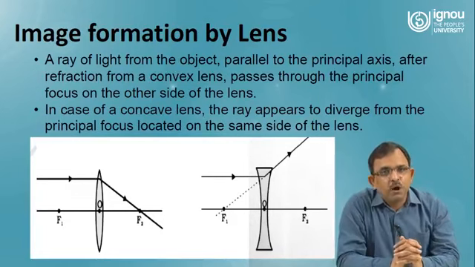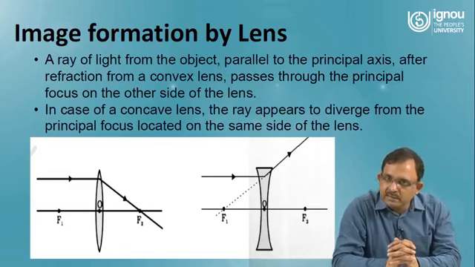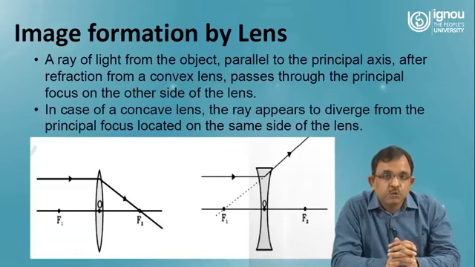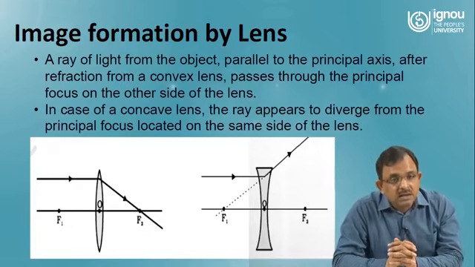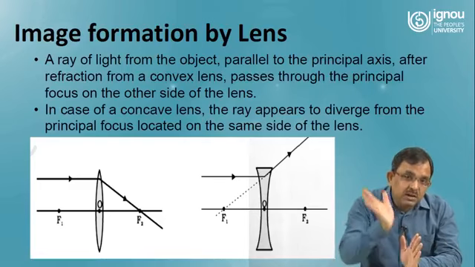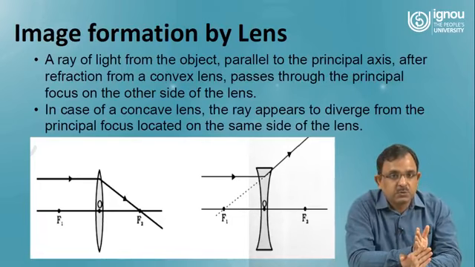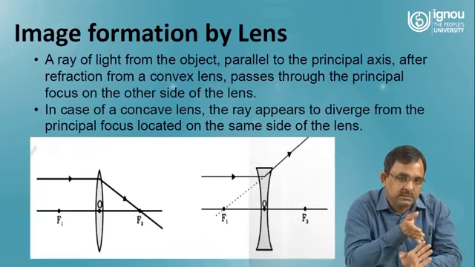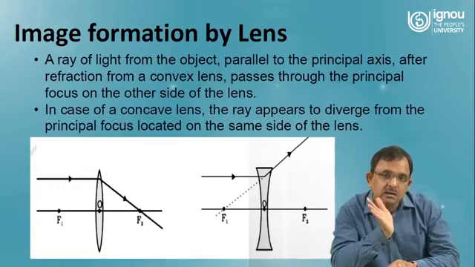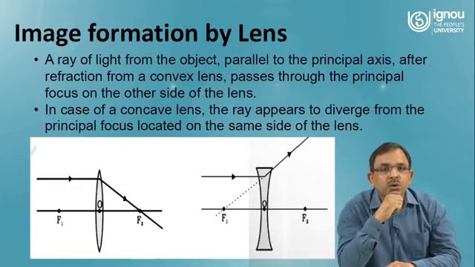So, how can images be formed by the lenses? Again, there are certain rules. A ray of light from an object, if it is coming parallel to the principal axis, whether it is a convex lens or a concave lens: if it is a convex lens, it will pass through the principal focus on the other side of the lens. But if it is a concave lens, it will appear to diverge from the principal focus located on the same side, the side from where the incident ray is coming. It will appear so, but it will actually go to the other side.